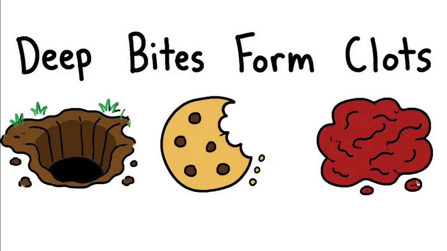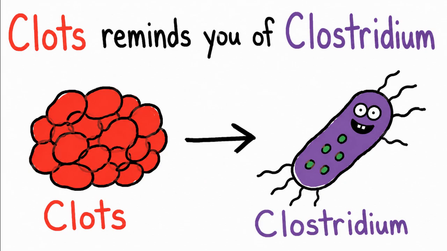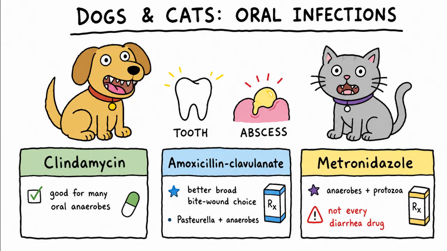Bites reminds you of Bacteroides. Form reminds you of Fusobacterium. Clots reminds you of Clostridium. For dogs and cats, clindamycin is useful for many gram-positive and anaerobic oral infections, especially dental disease and some abscesses.